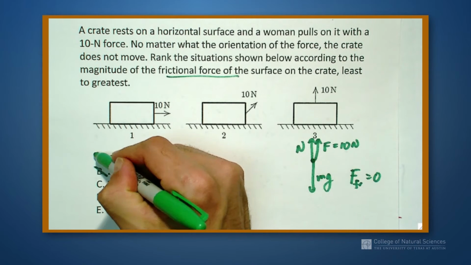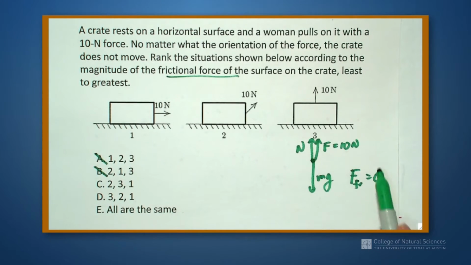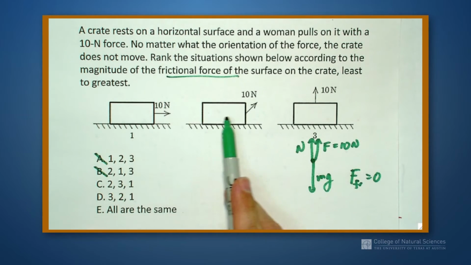So I can eliminate choice 2 and choice 1 because nothing can have a magnitude less than 0. Magnitudes are all positive. So now it's a choice of, is this one bigger or is that one bigger?